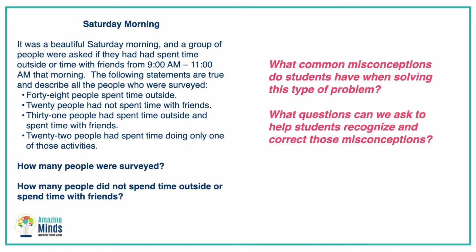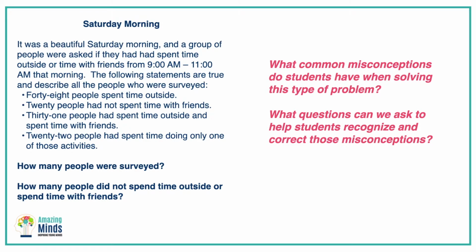Now, what common misconceptions do students often have? And what do you see students do? I've done this a long time, and what I see most often is students take all of these numbers, 48, 20, 31, 22, and add them together. And that is their answer for how many people are surveyed. So what questions can we ask to help students recognize and correct their own misconceptions instead of just telling them?